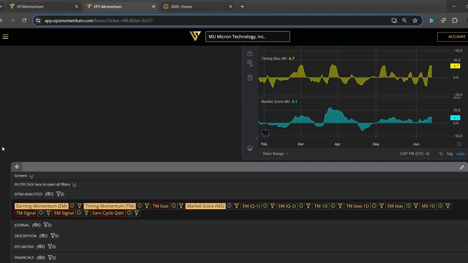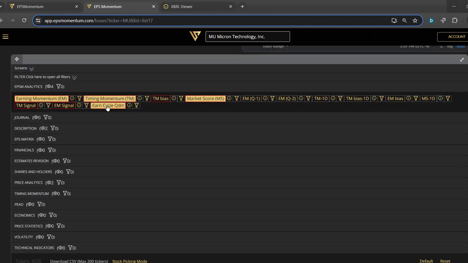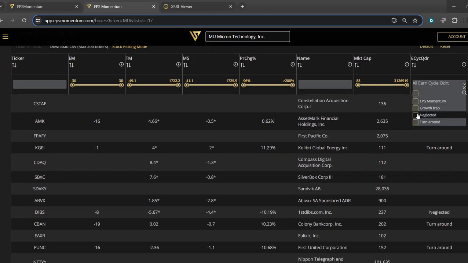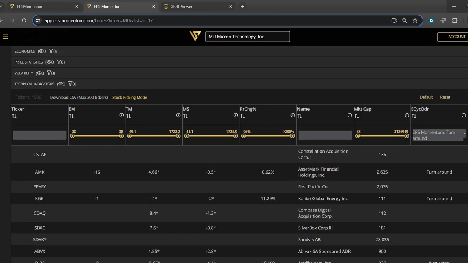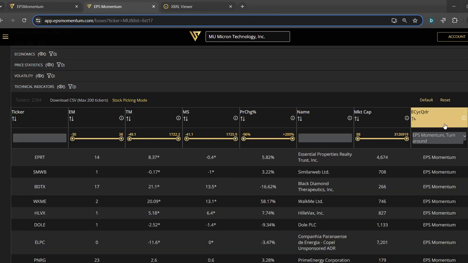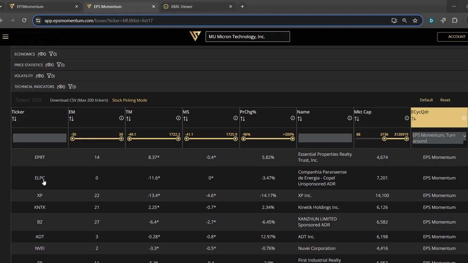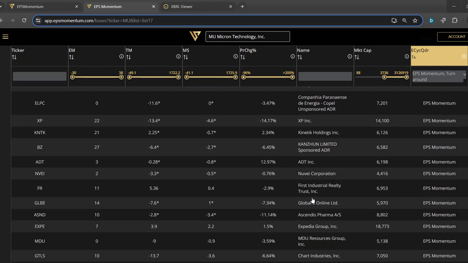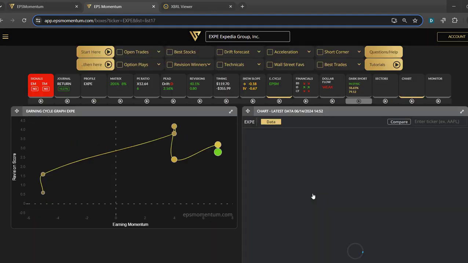The interesting thing here is you can go in the screener and look for the earning cycle quadrant, this field in EPSM Analytics. Then you would filter here and say, I want all the stocks that are in the EPS momentum and turnaround quadrants. That way I filter my 4,000 stocks and only get the ones I'm interested in. EPS momentum, for example. I can filter by market cap if I want, and I'll get XP Inc. or maybe this one, as these guys don't have much history. Expedia Group. There you go.